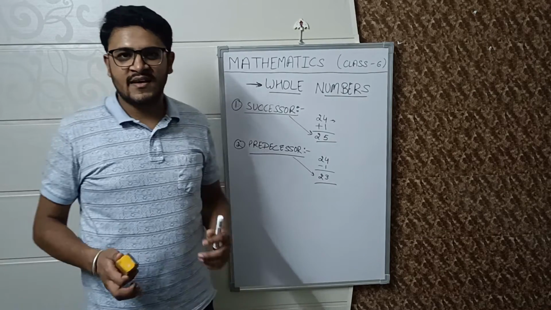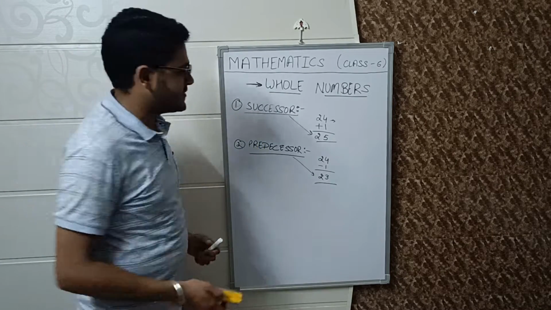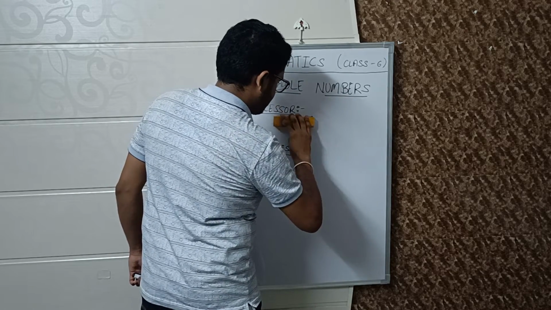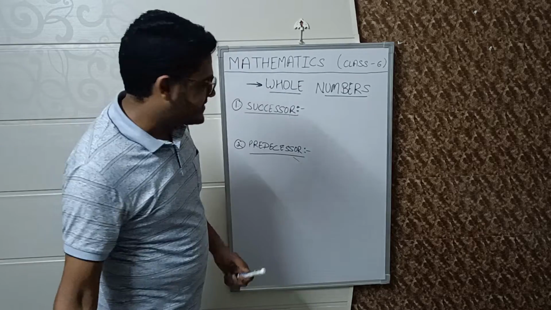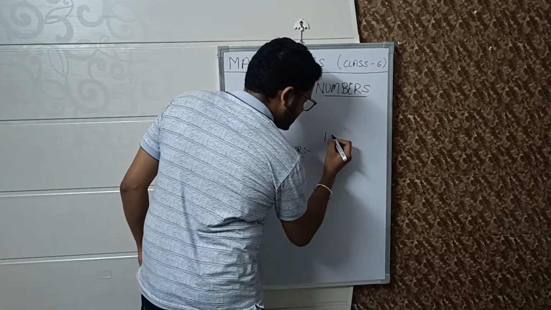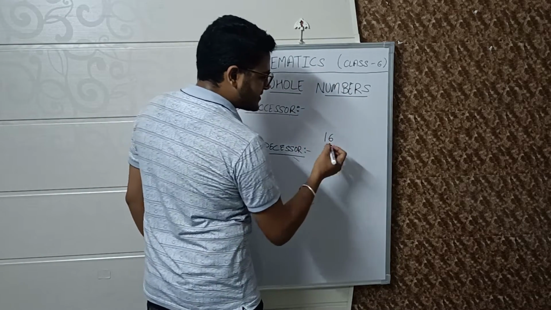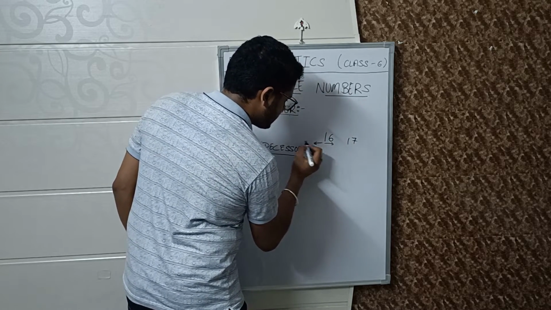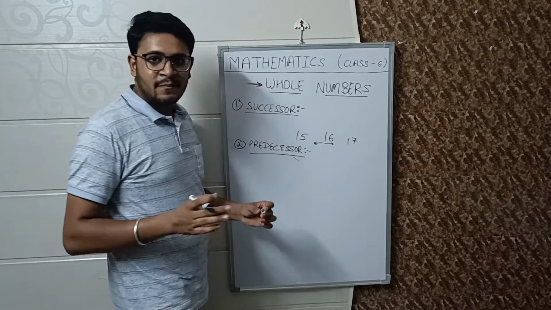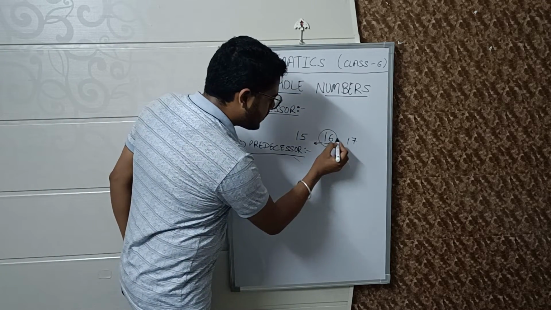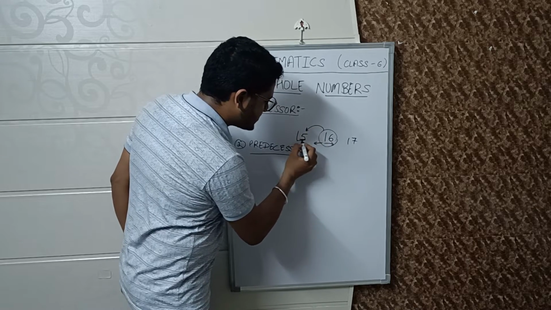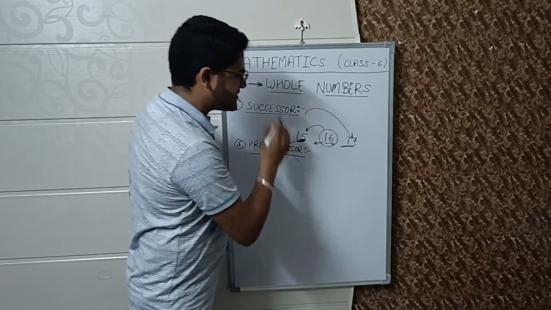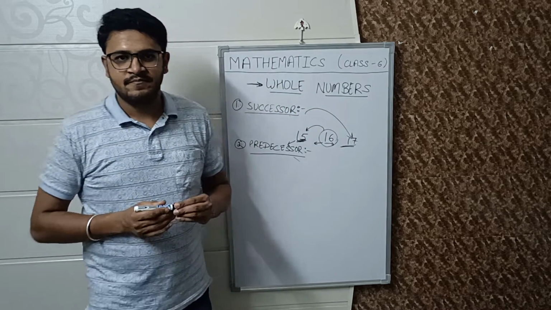Good. So let's take another example for predecessor and successor. Simply, let's say you have 16, right? After 16, what we will get? 17, and before 16, what's there? 15. Simply saying, the number which is before this number is the predecessor, and the number which is after it is the successor of that number, right?